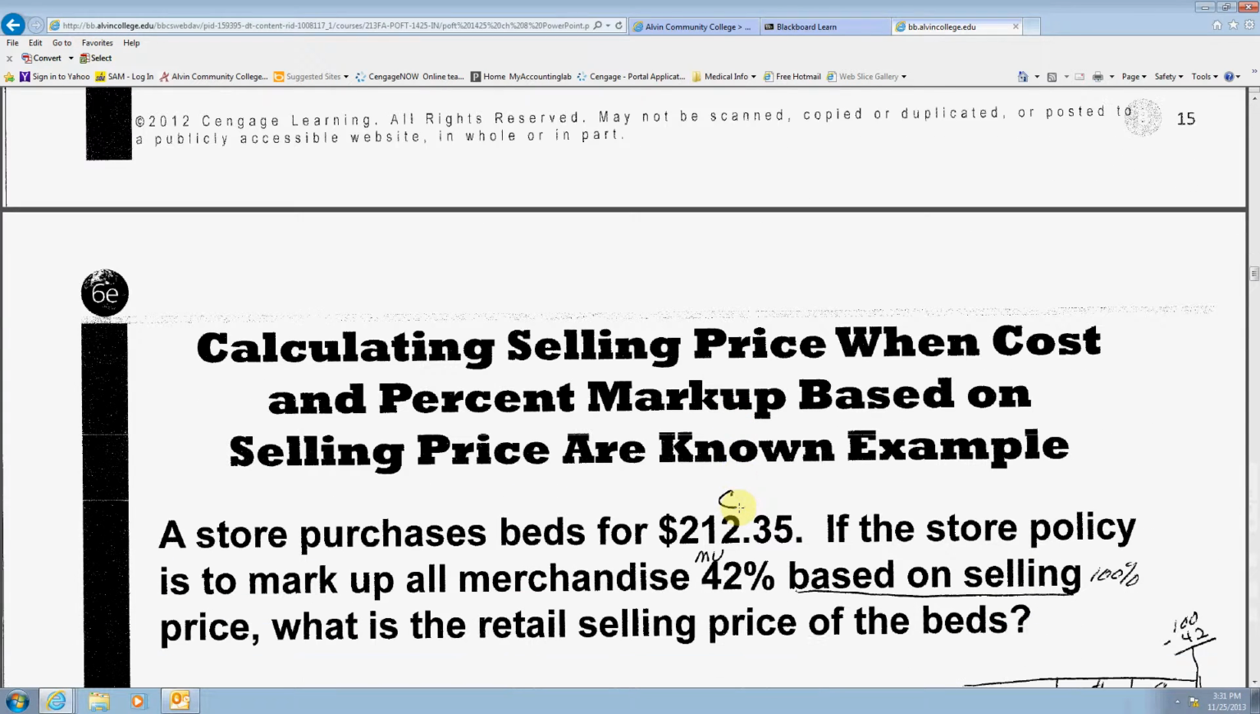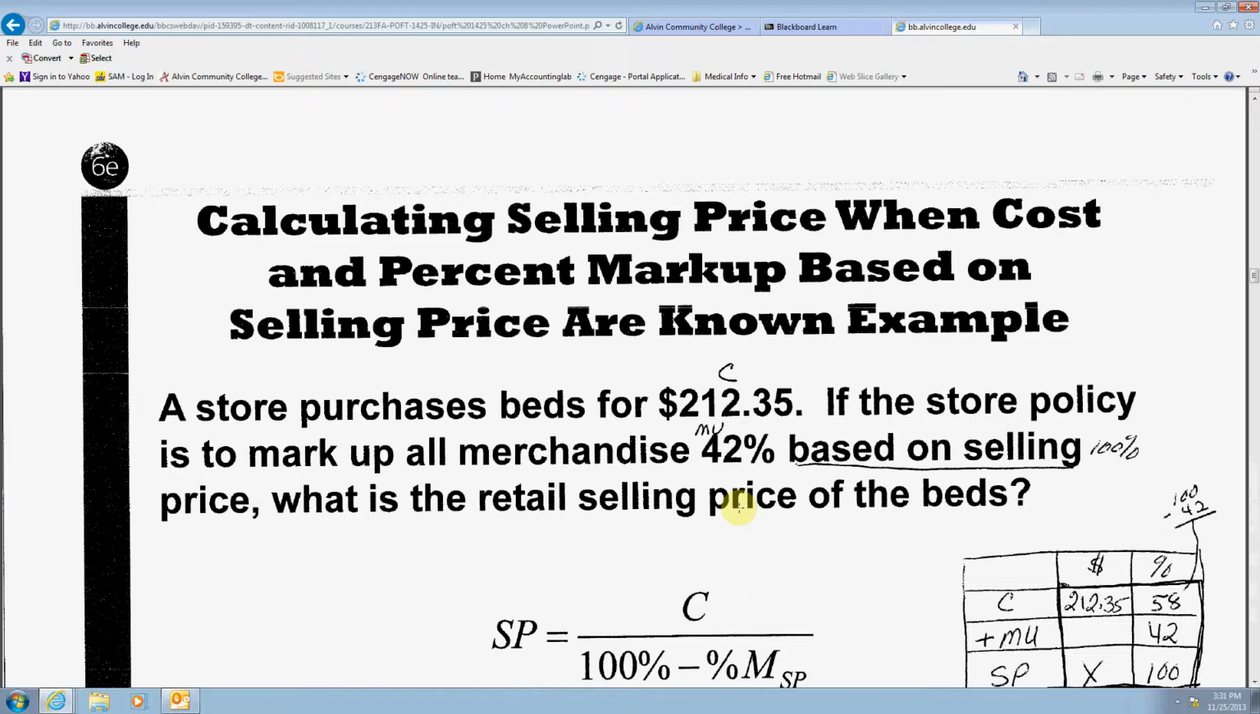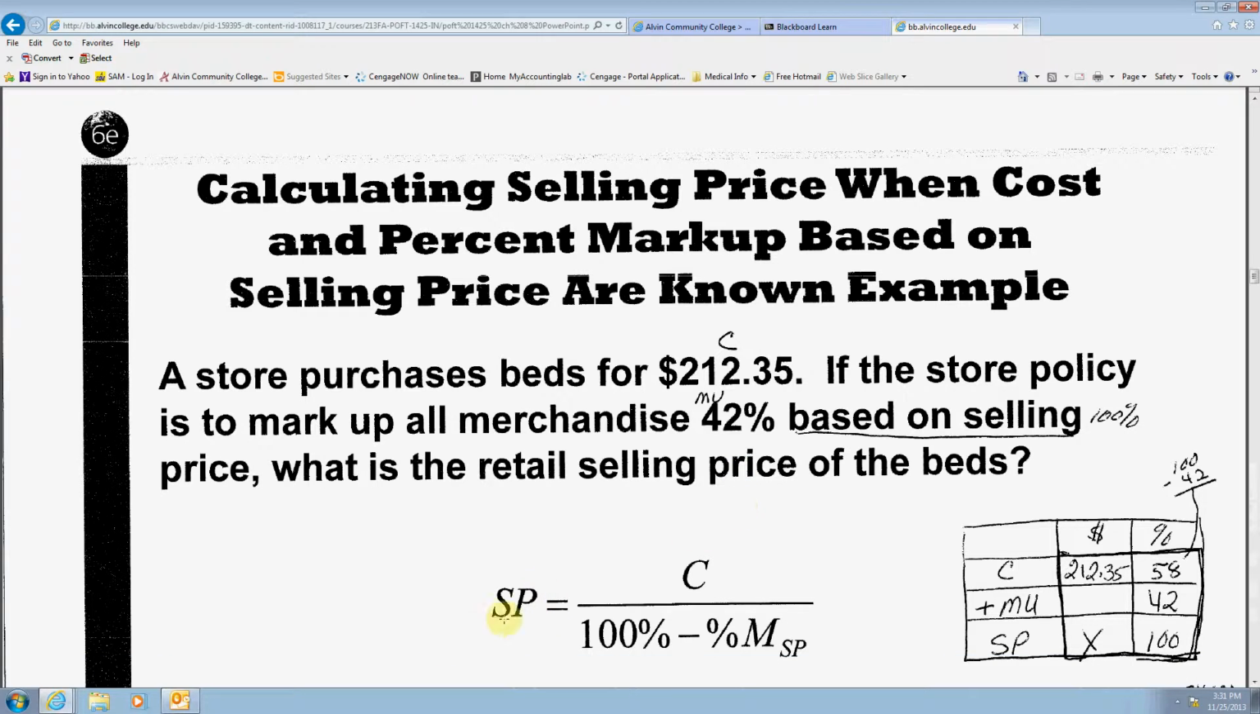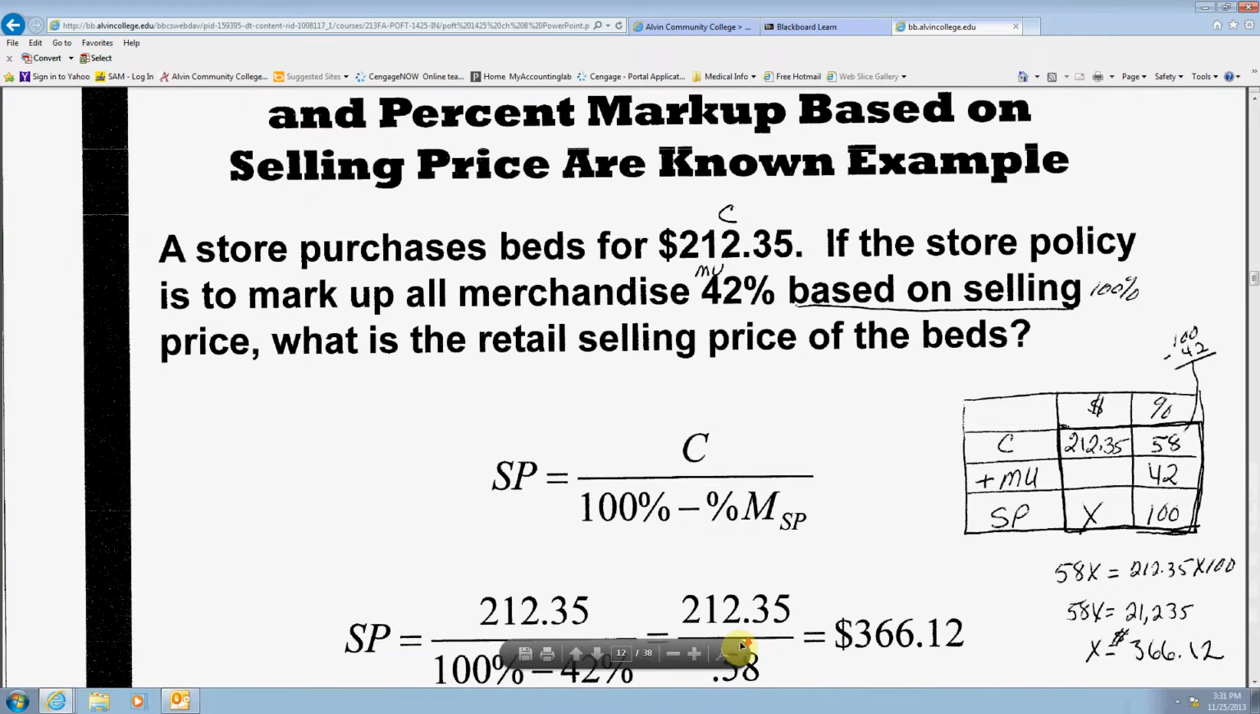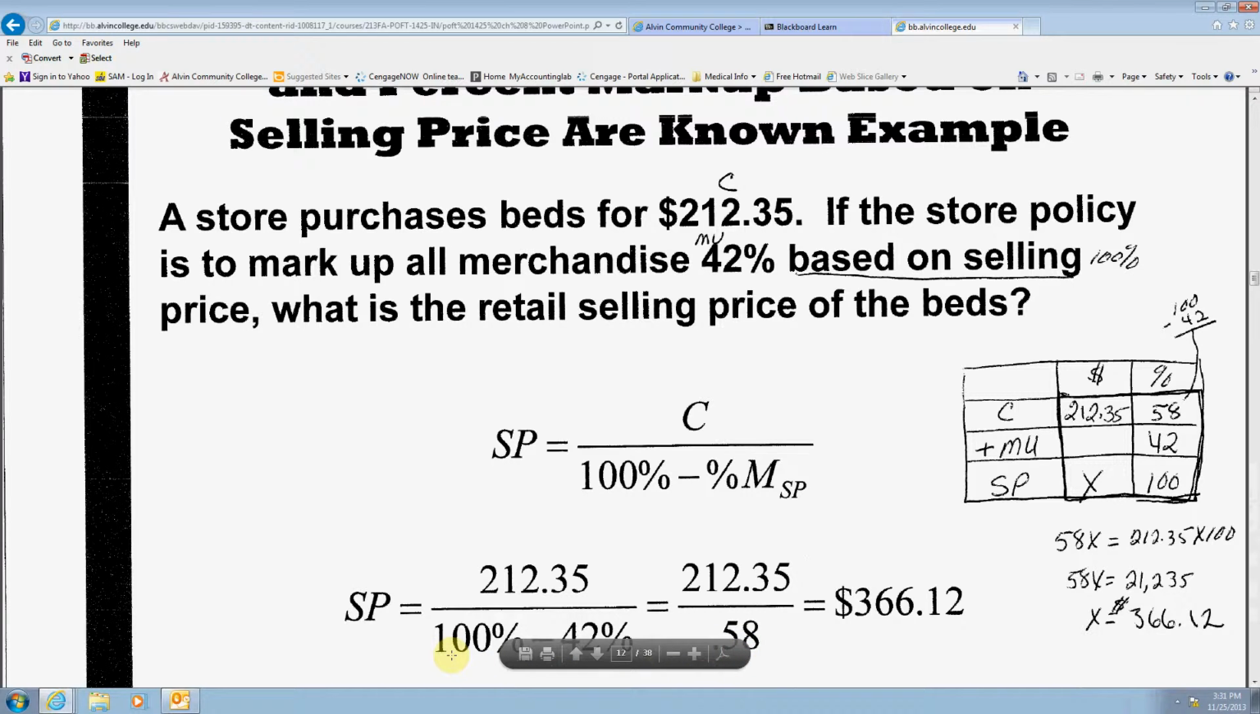We have a store that purchases beds for $212.35. That's cost. If the store policy is to mark up all merchandise 42% based on the selling price, what is the retail selling price for the beds? So it's cost divided by 100% minus percent of markup on sales price. So we're looking at the cost. 100% is based on selling, minus 42% is 0.58. $366.12 would be the selling price.